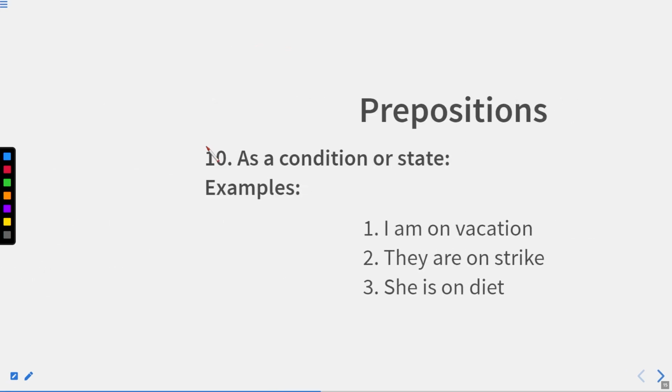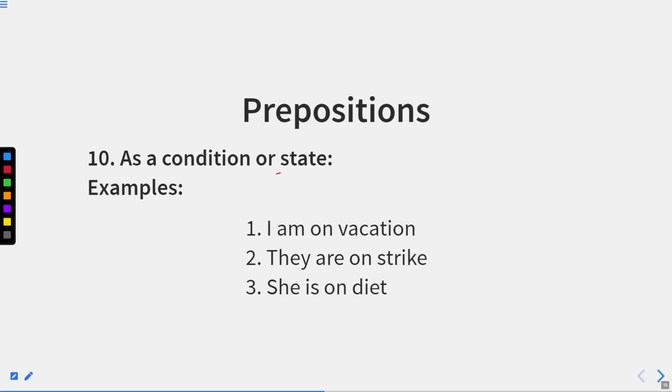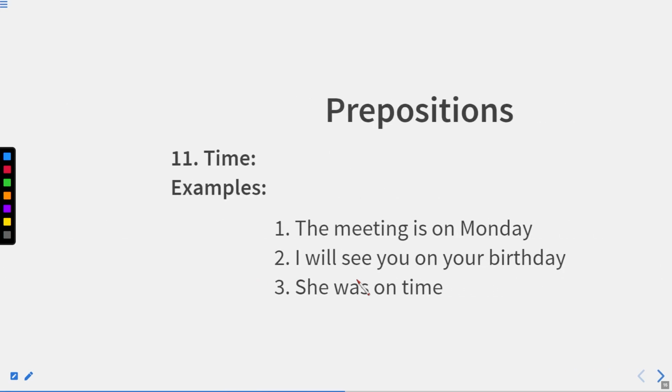Now let us move further. As a condition or a state, to show the condition or state of someone, we can use the preposition on. How? I'm on vacation, they are on a strike, so their condition is that they are on strike. She's on a diet. So here, to show the condition or the state of that particular person, we can use the preposition on.